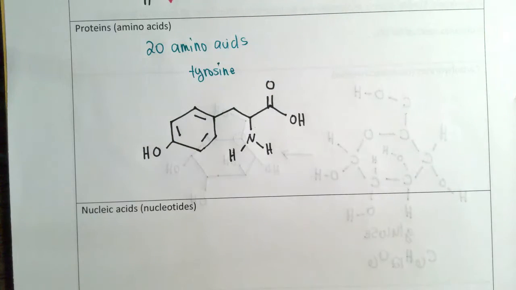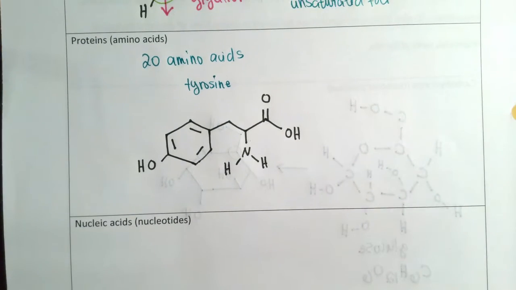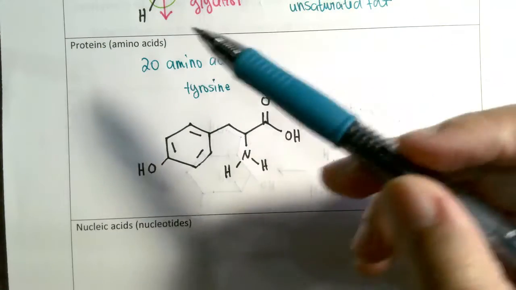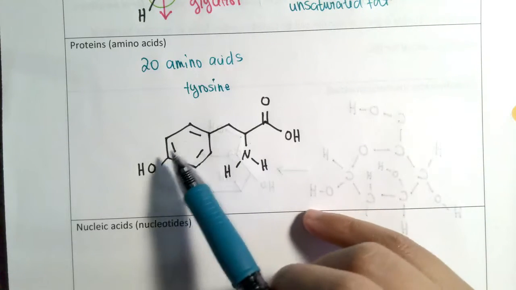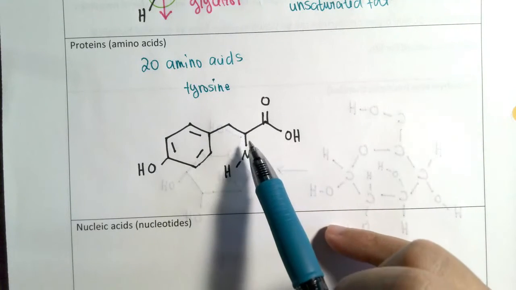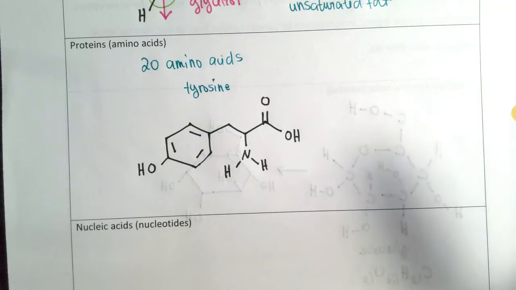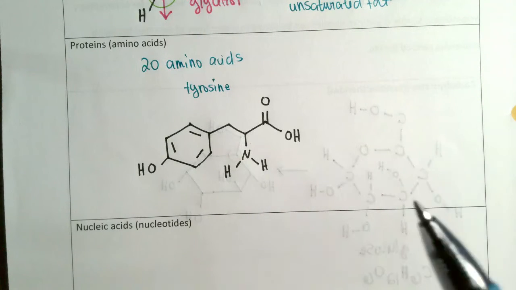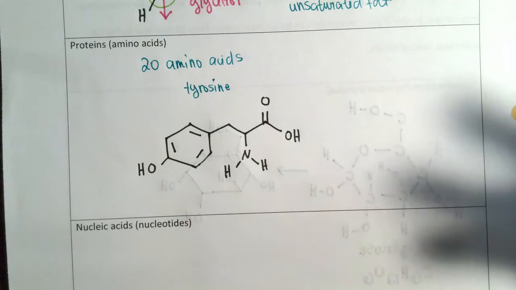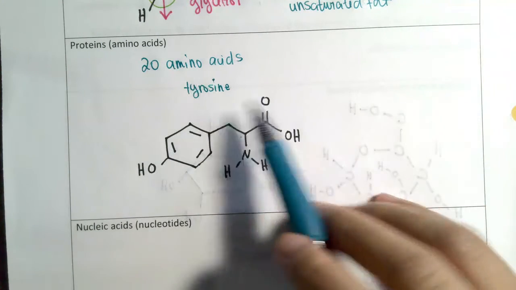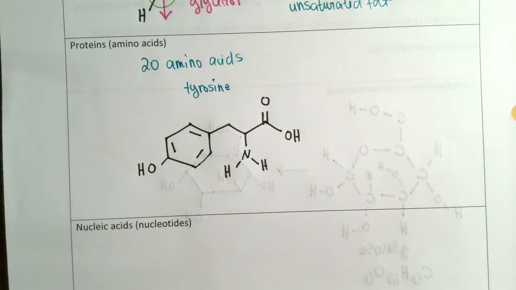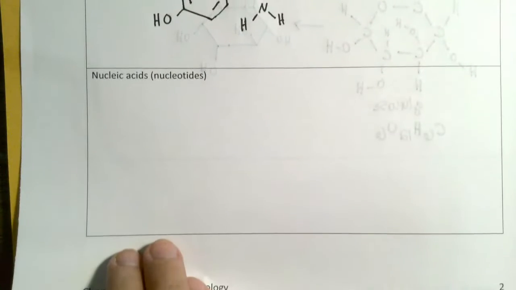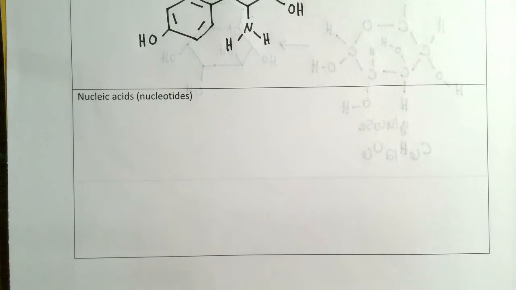Alright, so again, later on, you'll actually build this model. Understand that at each of these points are carbon atoms. Alright, and so this is what tyrosine looks like. We have 19 more different amino acids, which we're not going to draw. But for this case, we drew tyrosine. Next one, the last one, we have nucleic acid, comprised of nucleotides.